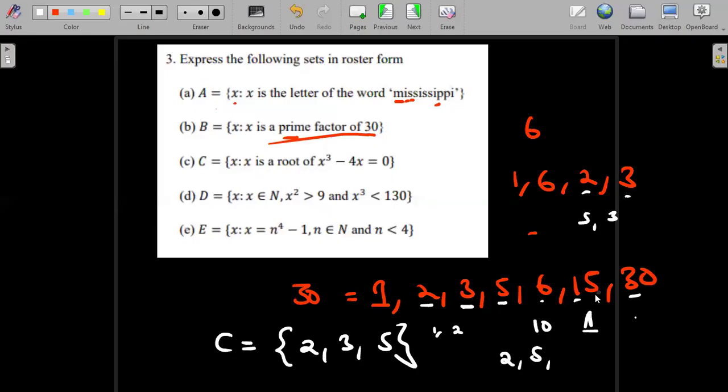Okay, you mentioned the list of factors. All right, we missed out 10 here. All right, thank you very much. Okay, so 10 is indeed a factor of 30. Yeah, all right. Any question on how we obtained these numbers here in the set C? That's 2, 3, and 5. Any question there?